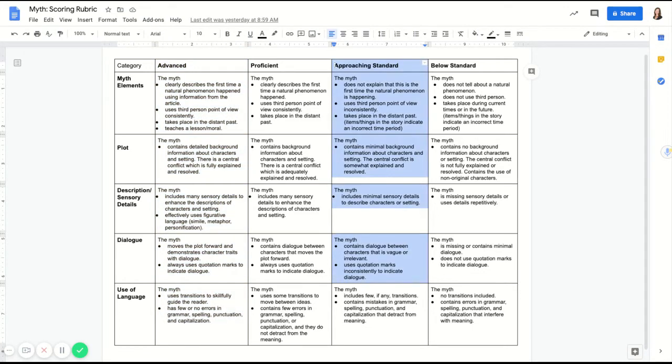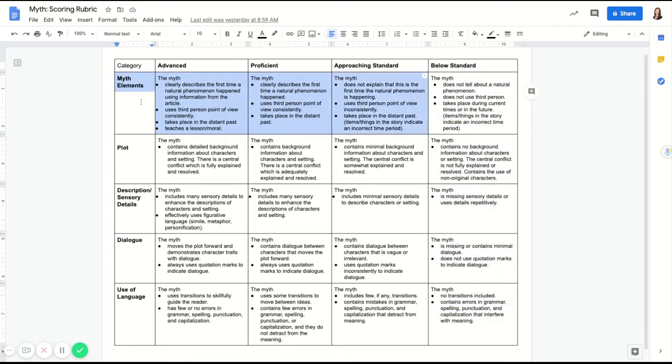We said approaching standard is almost to proficient. Remember, proficient just means you're meeting the standard. So if you're approaching the standard, you're not quite there yet, but you're close. And we said below standard is that you're writing below the expectations for this assignment or below the standard.